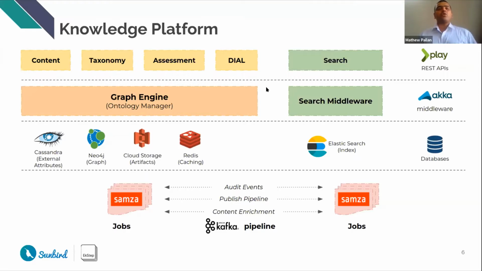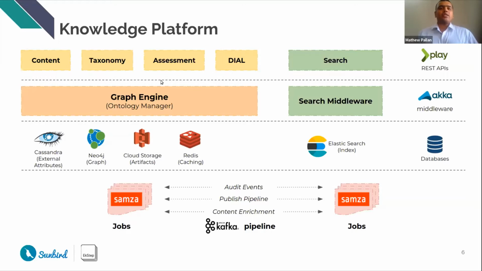The content model also allows storing external attributes, which we are storing in Cassandra, and the assets for all content are actually stored on blob storage. Redis is leveraged as a pass-through cache, where the microservices try to store data with a TTL, which is configurable, for low latency reading needs.